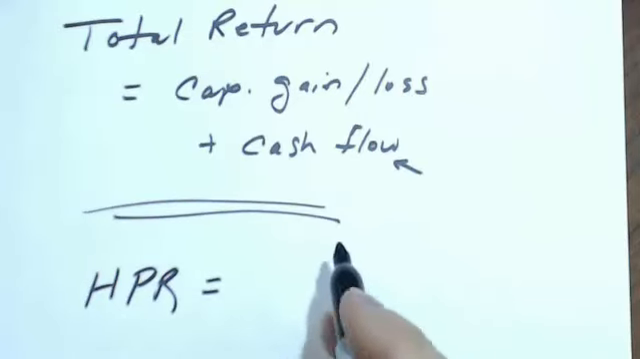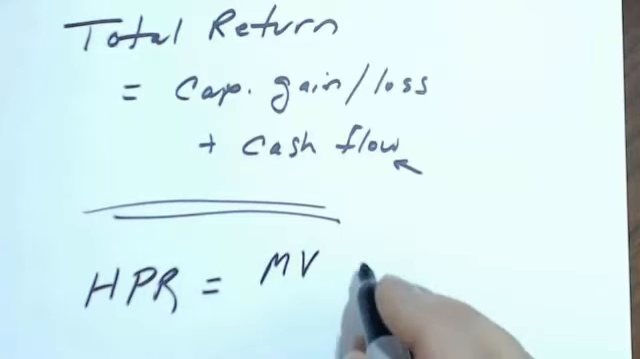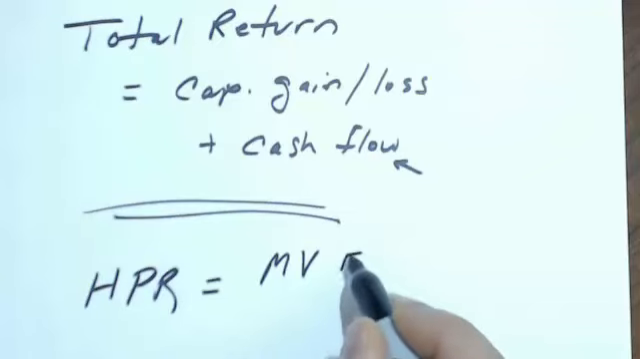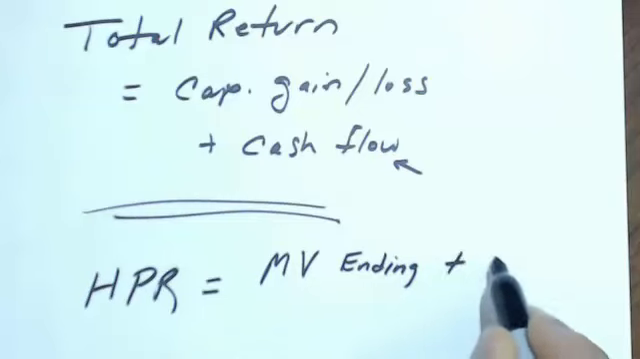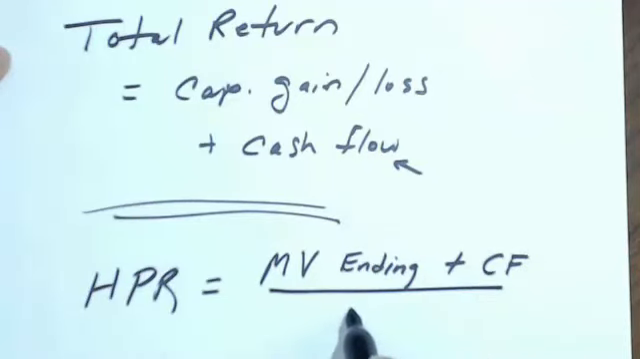So you have a holding period return. It's nothing but the market value of your investment at the end of the period, market value ending, plus the cash flow that you get from the investment at the end of the period, so this should also be ending, divided by your market value at the beginning of your investment.